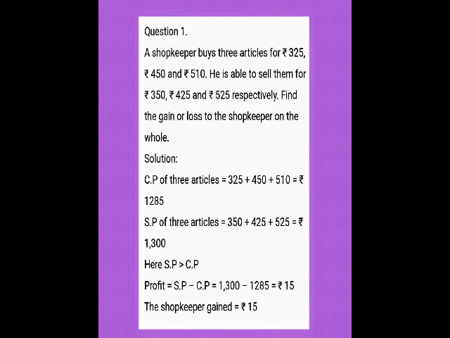Okay, so the solution part. Cost price of the 3 articles is equal to 325 plus 450 plus 510, which is equal to rupees 1,285. Then move on to the selling price. Selling price of the 3 articles is rupees 350 plus 425 plus 525, which is equal to rupees 1,300. Here selling price is greater than the cost price, so there is a profit. How much is the profit? We are going to find. Profit is equal to selling price minus cost price. That is 1,300 minus 1,285, which is equal to rupees 15. So the shopkeeper gained rupees 15 as a profit. Okay, ma'am. Move on to the next question.